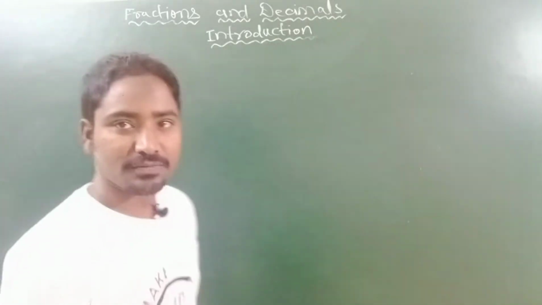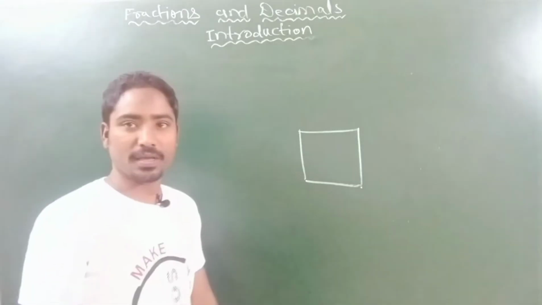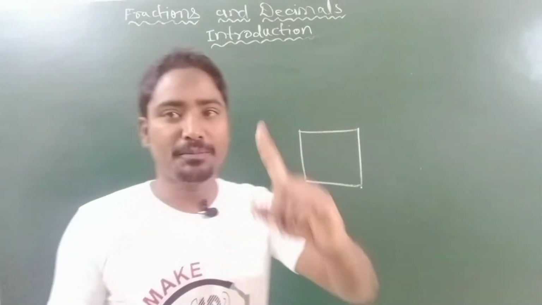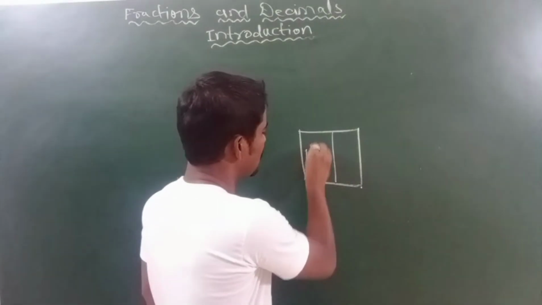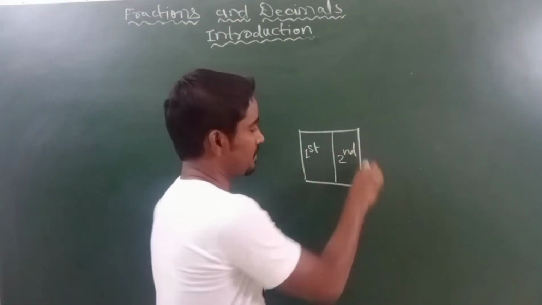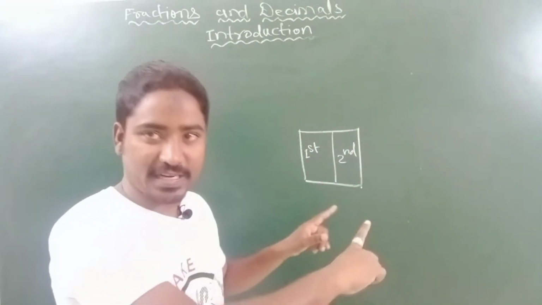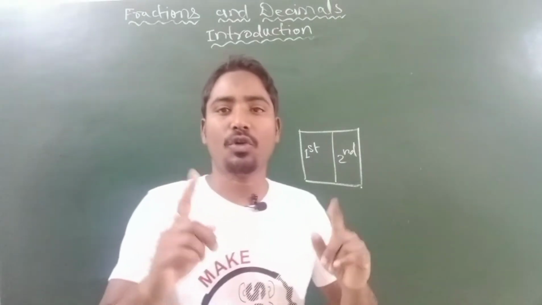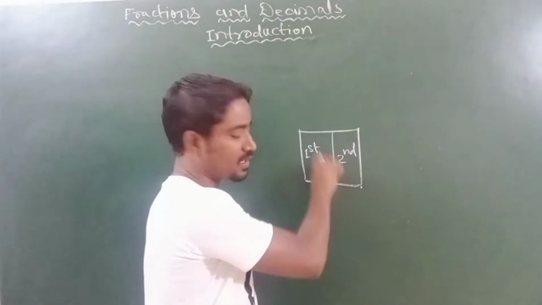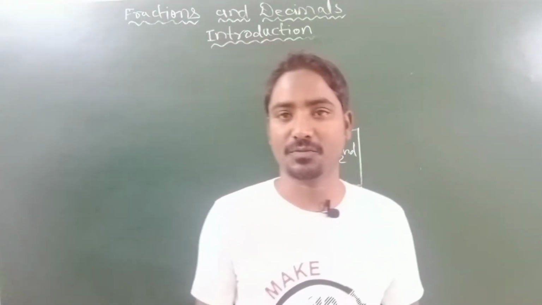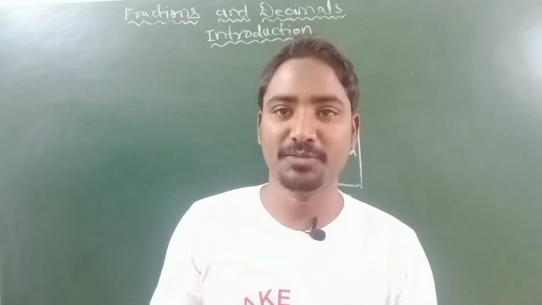Like suppose we will consider this object. Suppose we are having here one square. Now this is one whole object. Now if we divide it into two equal halves, this is the first part and this is the second part. Now this whole object, that is a square, is no more a whole object. It has been divided into two parts. So this part is nothing but known as a fraction. So as I told you, fraction is nothing but part of any whole object.